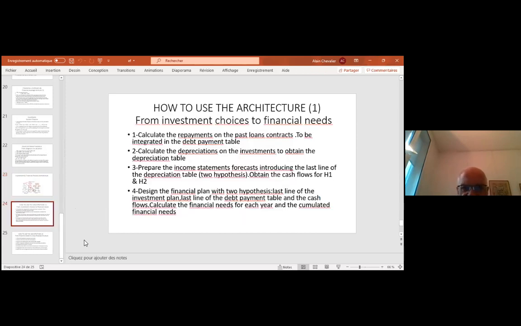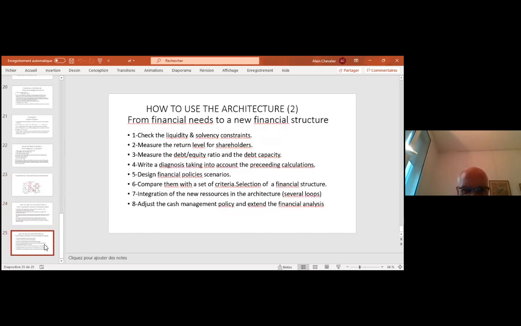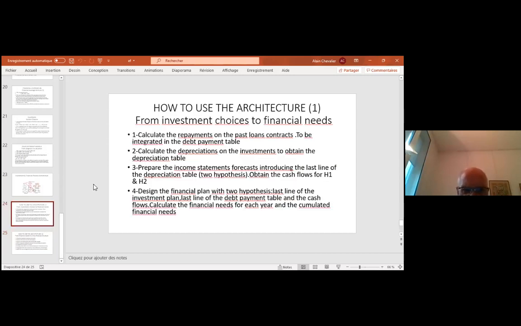So, on the last 2 slides here, you have kind of a checklist of what to do and not to do. First, calculate the repayments on the past loan contracts to be integrated in the debt payment table. If it is not clear for you, take easy hypotheses. I mean, the question was already raised by some of you for financial analysis.